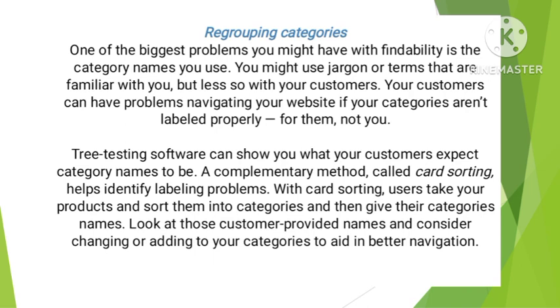Regrouping categories. One of the biggest problems you might have with findability is the category names you use. You might use jargon or terms that are familiar to you but less so to your customers. Your customers can have problems navigating your website if your categories are not labeled properly.